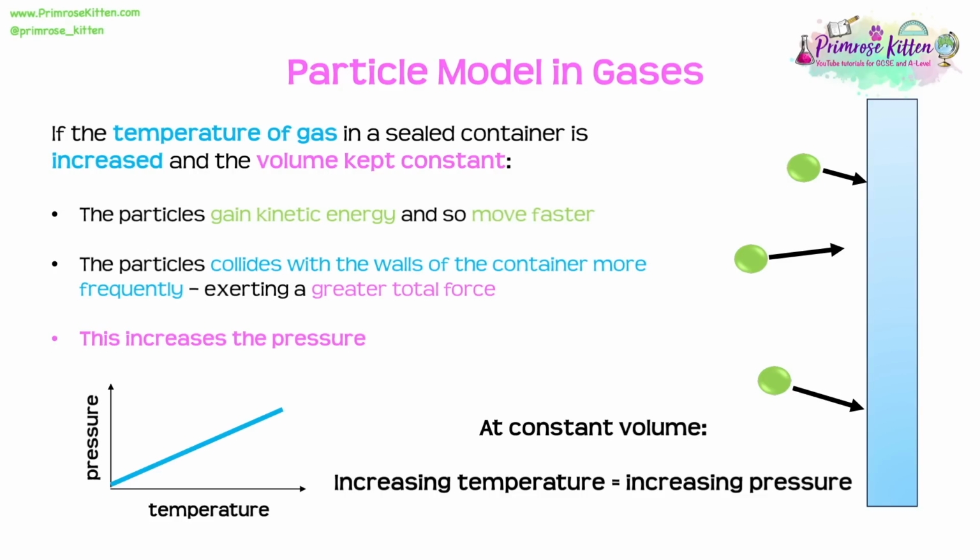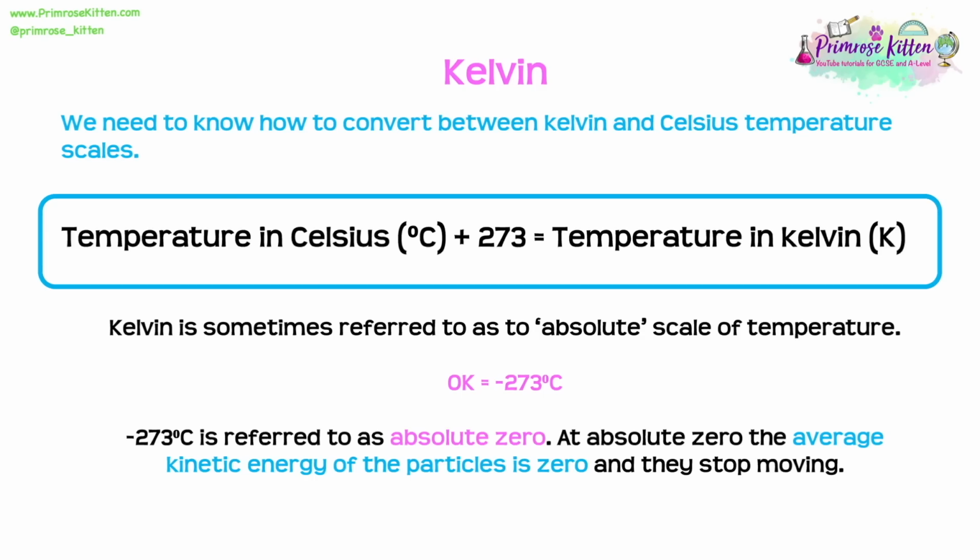Now, temperature and pressure are directly proportional. If we increase the temperature by a certain amount, pressure will also increase by that same amount. So say if we doubled the temperature, the pressure would also double.